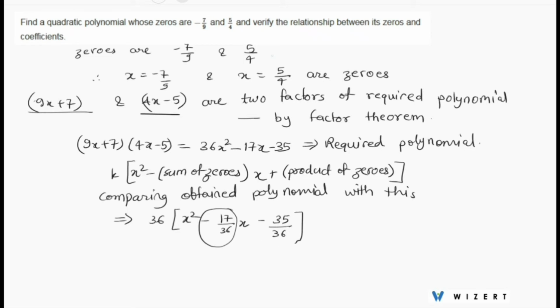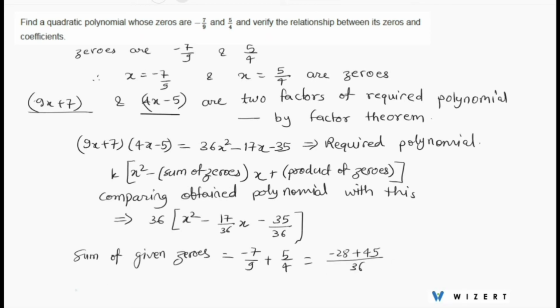So let's see, sum of given zeros is equal to minus 7 by 9 plus 5 by 4, which is equal to, if we take LCM, we'll have to cross multiply, so that is minus 28 plus 45 divided by 36, and the product of given zeros is minus 7 by 9 multiplied by 5 by 4, which is minus 35 by 36. This when simplified gives 17 by 36.